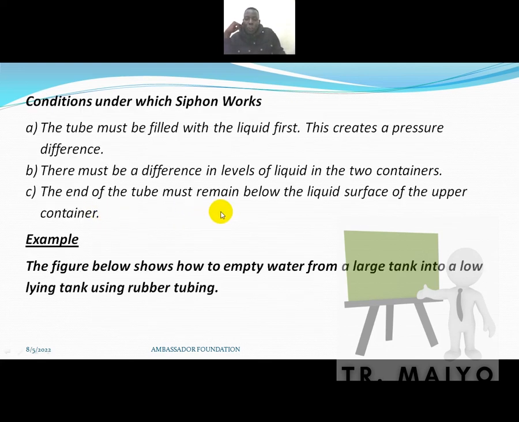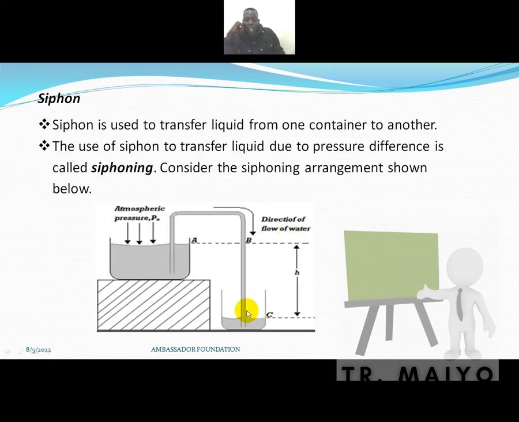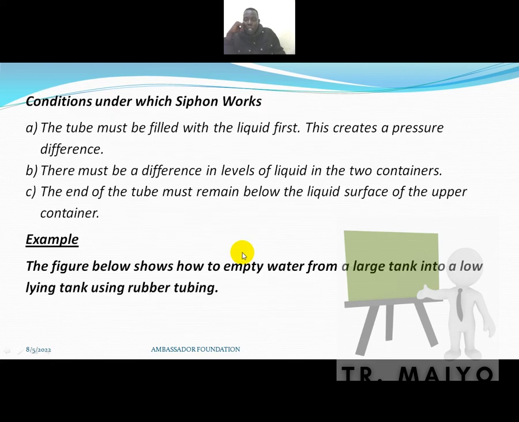The end of the tube must remain below the liquid surface of the upper container. This one is obvious. For example, now, if the tube ends at this particular point B, then there will be no liquid coming out. So the end of the tube must remain below the liquid surface of the upper container.